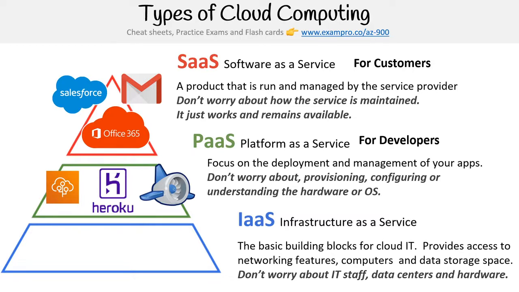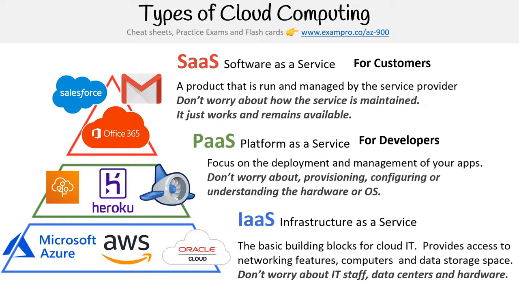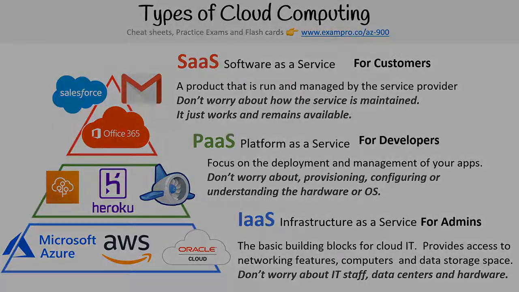But the thing is, again, on this pyramid is that the infrastructure service can have platform as a service and software as a service on top of it. And so examples of infrastructure as a service would be Microsoft Azure, AWS, or even Oracle Cloud. And so this is really intended for administrators. So that is the 3 types of cloud computing, and there you go.